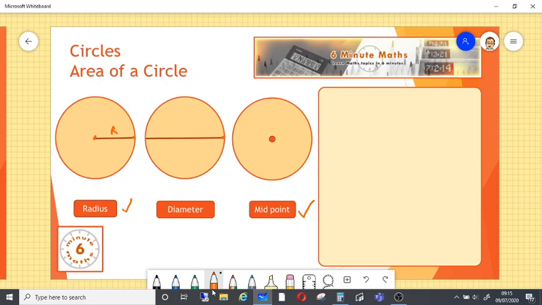And the other thing we need to know is that the diameter goes all the way through the centre point, the midpoint, and is double the radius. It goes all the way across from one side to the other, touching the circumference, but through the centre point. That's the diameter. Okay, let's just move over to the next slide now.